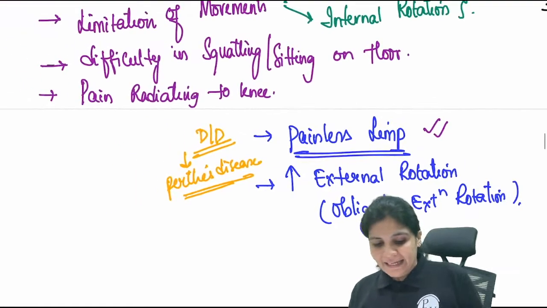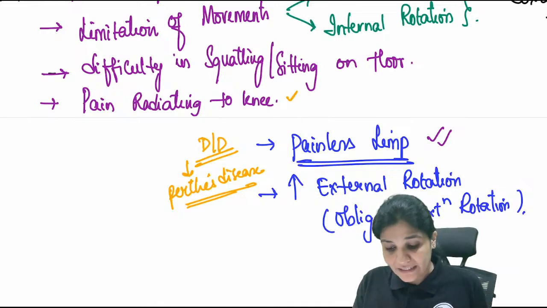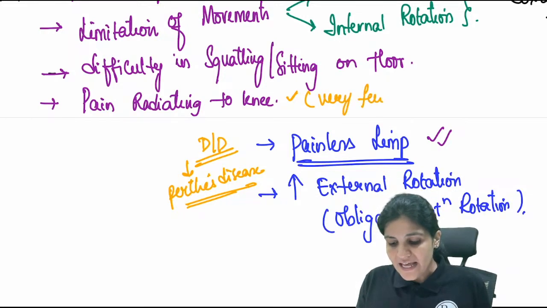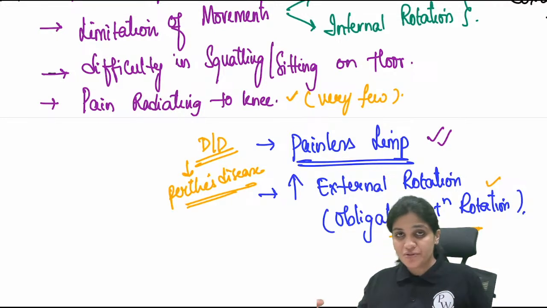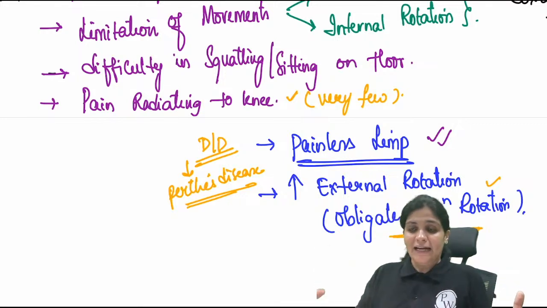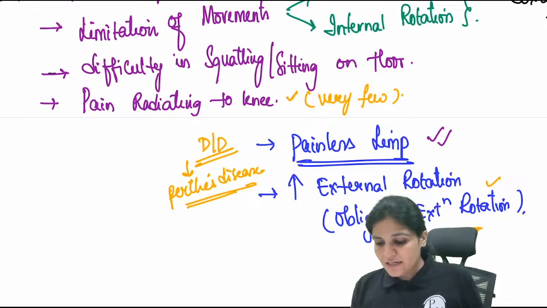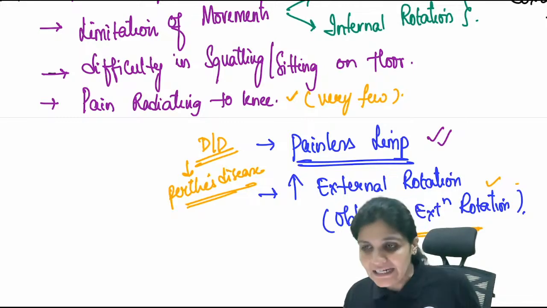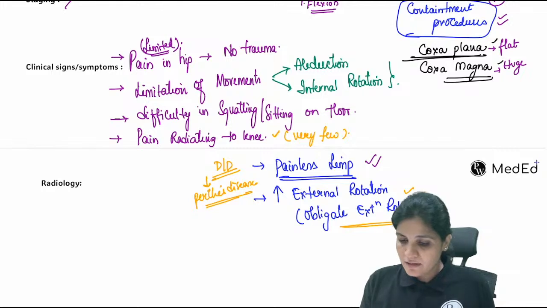Understood? And then sometimes they have pain which is radiating to the knee. Very few patients present with this, and then there will be obligate external rotation. That means whenever the patient is sitting on the couch and you try to flex the knee, it goes into external rotation, right? So that is called obligate external rotation. Okay, so these are the signs and symptoms.